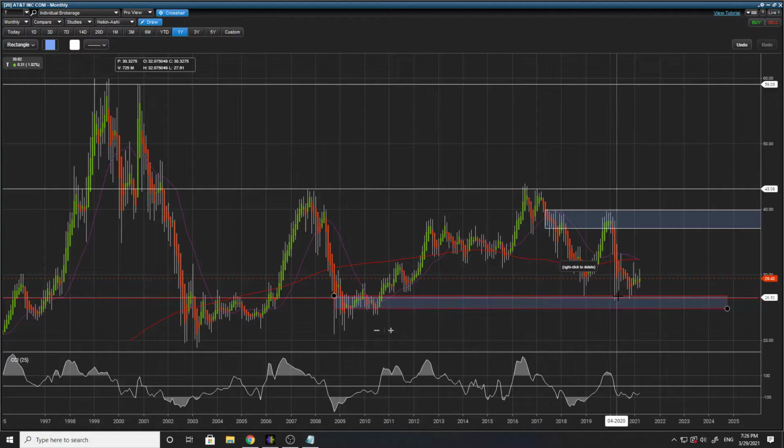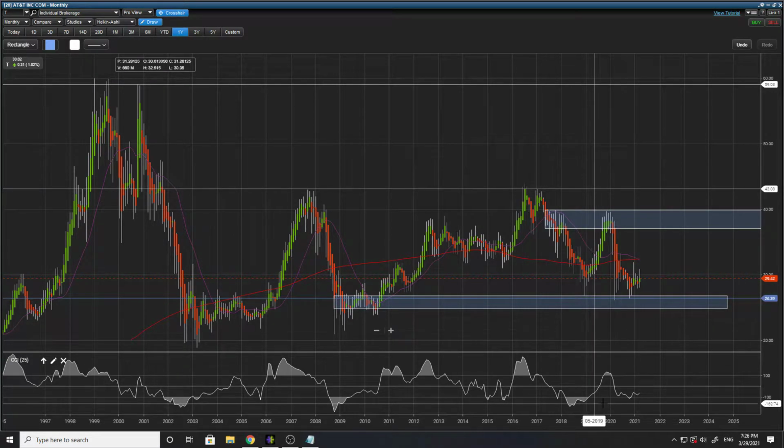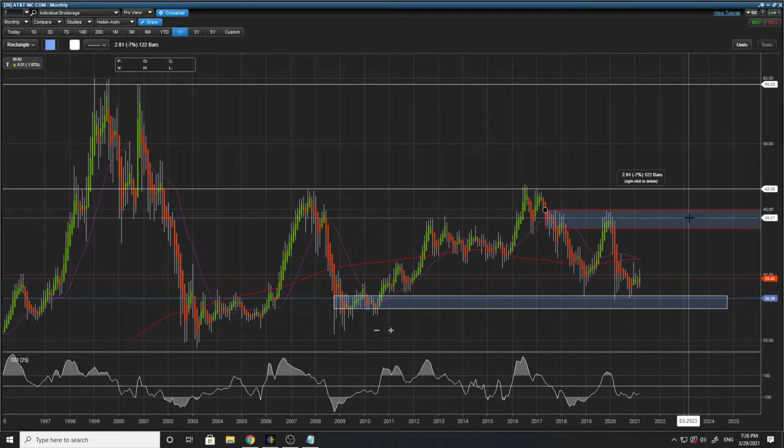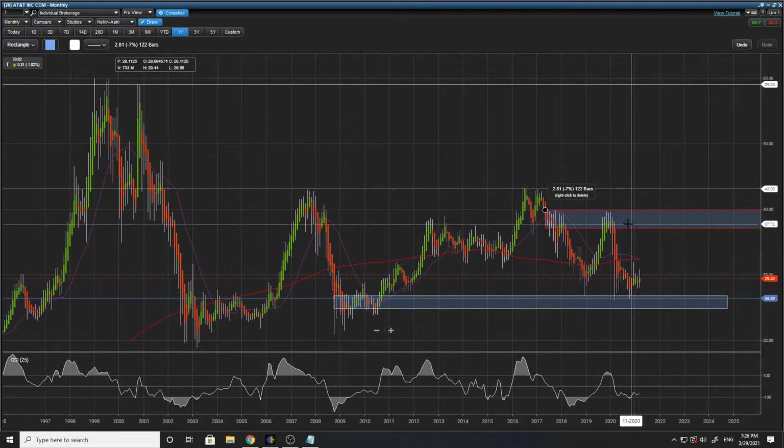We actually printed a lower low in the chart while the CCI was making a higher low on the monthly time frame. This rectangular box on the top up here is representing my top end zone being supply. This would be the target to be traded to.